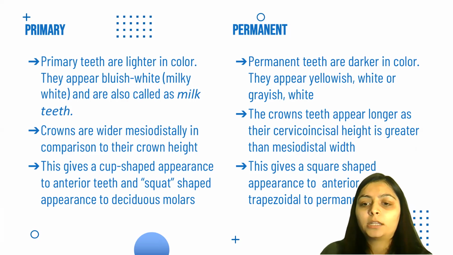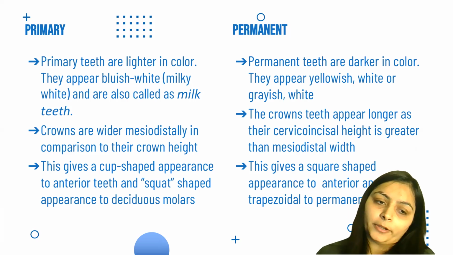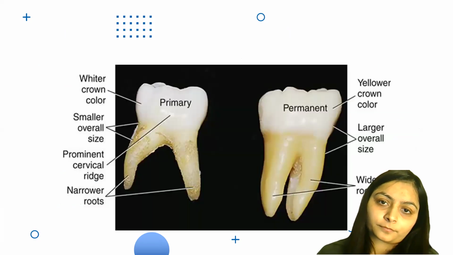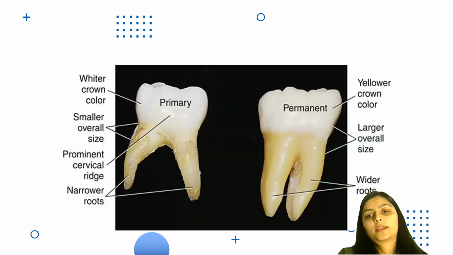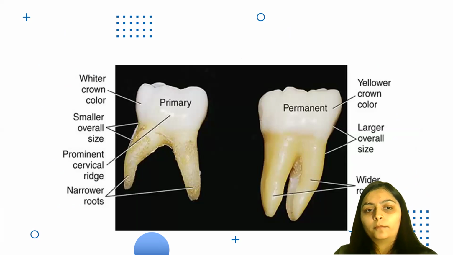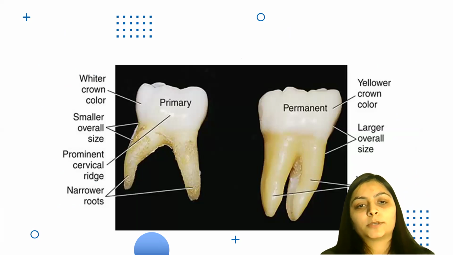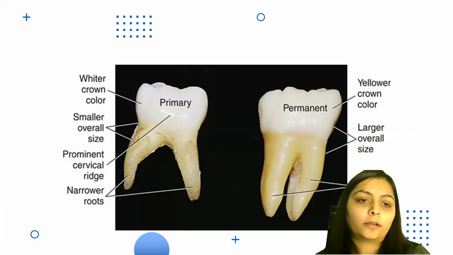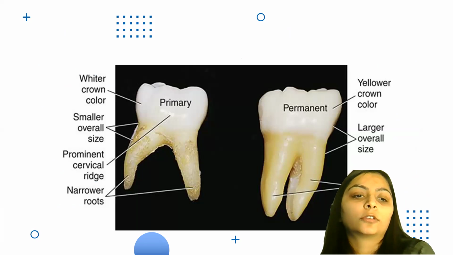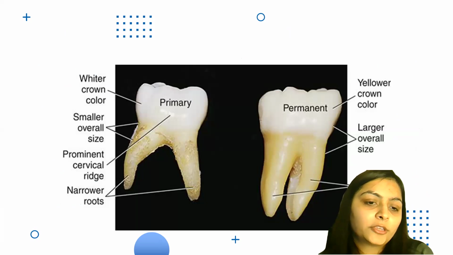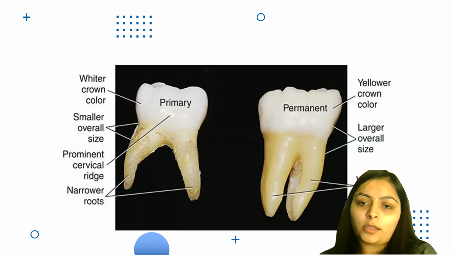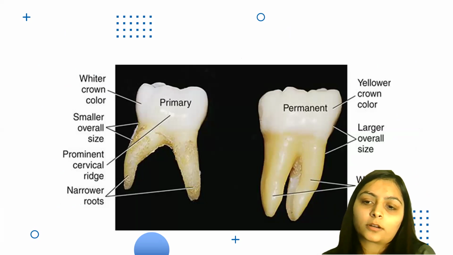And for permanent, it's a square-shaped appearance for the anterior and trapezoidal for the permanent. You can appreciate the difference between these two teeth, primary and permanent. In primary, there are white crown color, smaller overall size, prominent cervical ridge, and narrow roots. In permanent, yellow crown color, larger overall size with wide root.